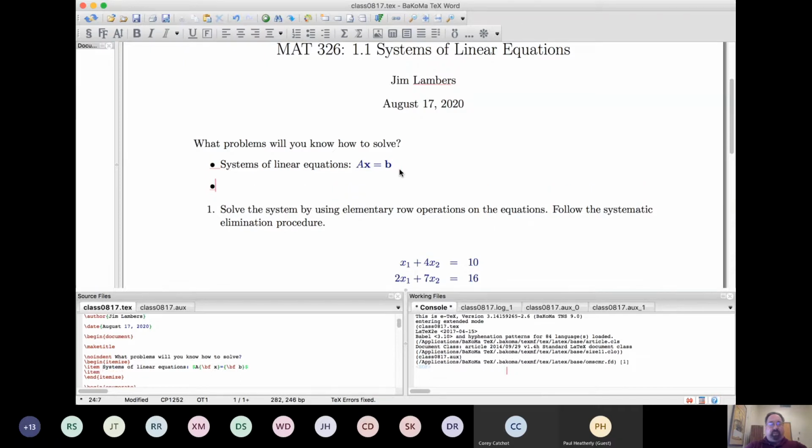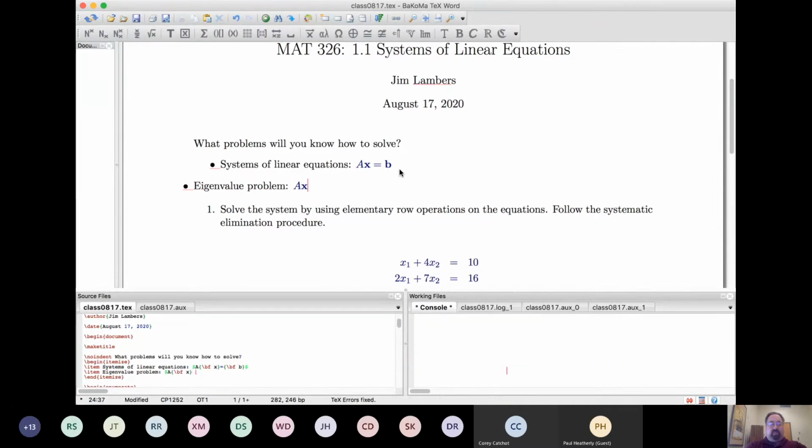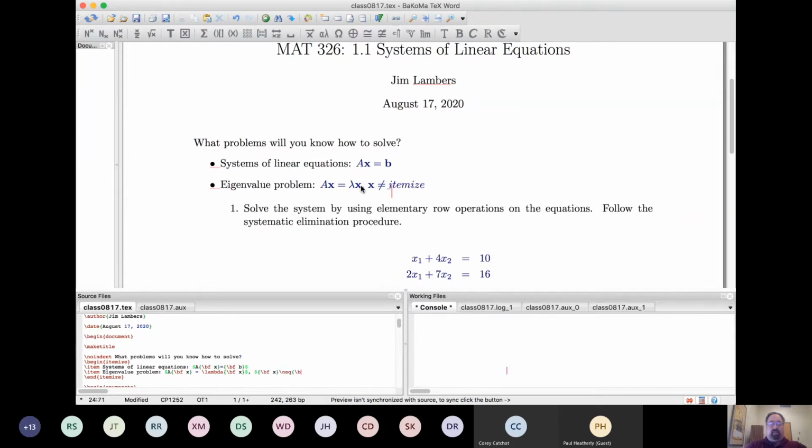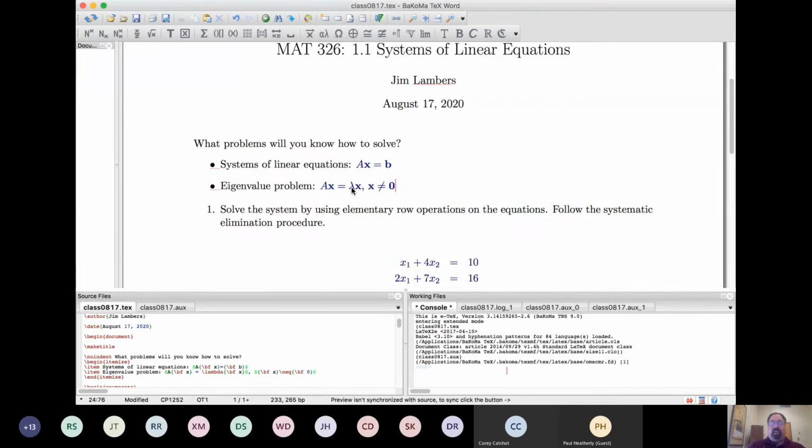And then another problem, which we'll focus on more towards the end, is the eigenvalue problem. A times X equals lambda times X, where X is required to be a non-zero vector. So the unknowns are X and lambda. Lambda is a number, could be a real or complex number, called an eigenvalue, and X is called an eigenvector. So for this X and lambda, this operation on the left side, which is matrix times vector multiplication, simplifies to the operation of just taking a vector and scaling it by a number. Solutions to this problem are of particular interest.